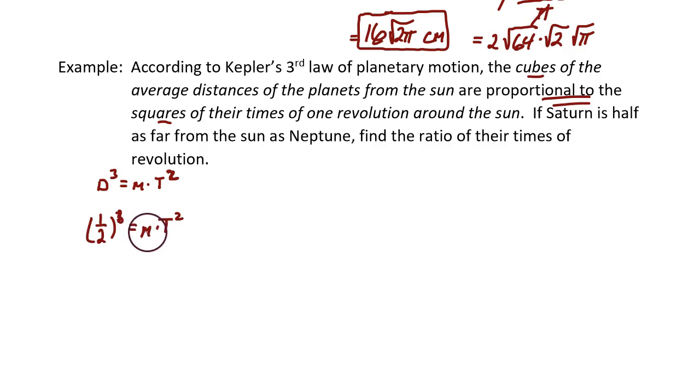This equation involves the planet Saturn. So to identify that this capital T is Saturn's time of revolution, let's give it a subscript, the letter S, to mean Saturn. If we use the number 1/2 to be Saturn's distance, then Neptune's is twice that, or the number 1. So 1 to the third power is equal to m times the time of Neptune squared.